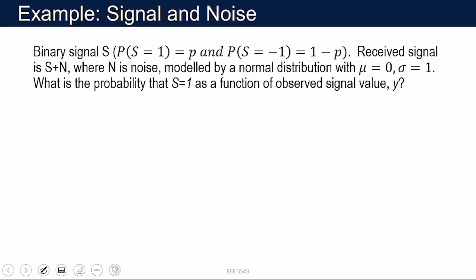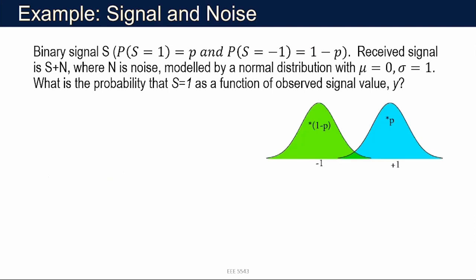So let's apply this case to a Gaussian communication problem. This is where we have a signal that is -1 or 1, and it is being offset by some noise that manifests itself as Gaussian with mean 0 and standard deviation of 1. So in this case, our two signals, -1 and 1, are being received by our receiver as these two Gaussians. So now we might want to ask the question: what is the probability that the signal we receive was 1 as a function of our signal strength, y?